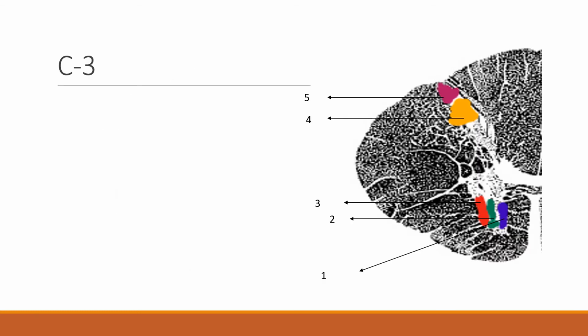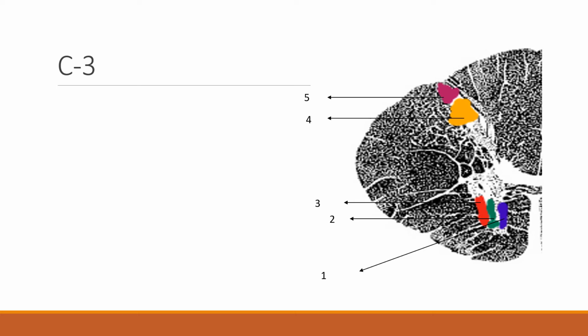Based on previous information, we can predict which group of neurons is going to be present at a certain level of the spinal cord. Now this is the third cervical segment of the spinal cord, and you could see that some of the groups are present here. In the anterior gray column, you could see that all 3 groups that we discussed, the medial, central and lateral, are present here.